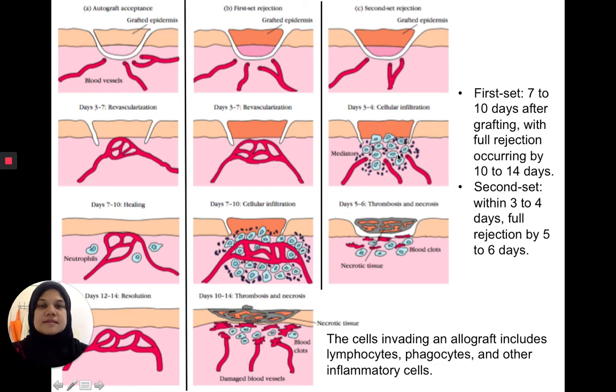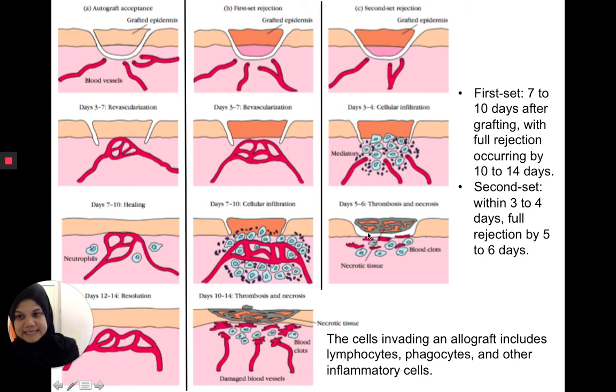So the third column is when there is a second set rejection. Remember, there's already some memory against the graft. So in this case, let's say you try to graft again. This will be rejected even faster. By 3 to 4 days, you start seeing infiltration with all the mediators, and so the necrosis and thrombosis occur by day 5 or day 6, and that's basically it.